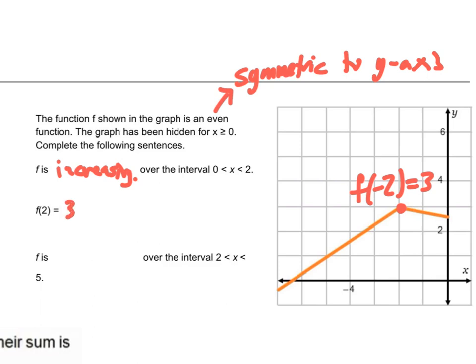Because between the interval of 2 and 5 over here the function is increasing, that means if we're talking about the interval way on the right side that we can't see, this would be decreasing.